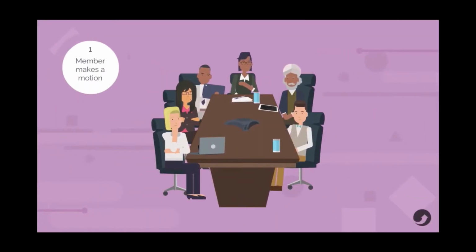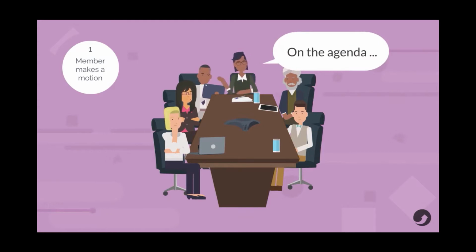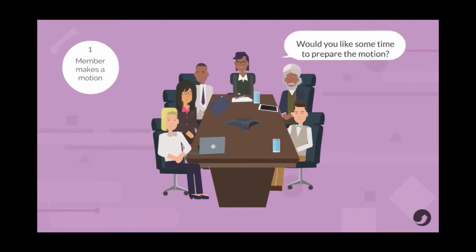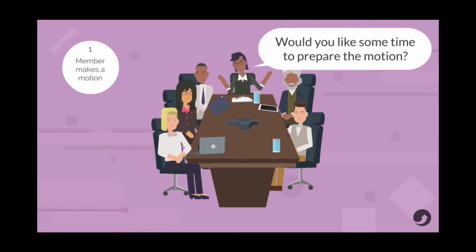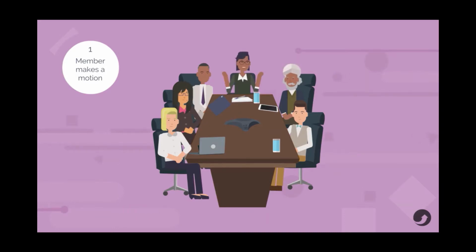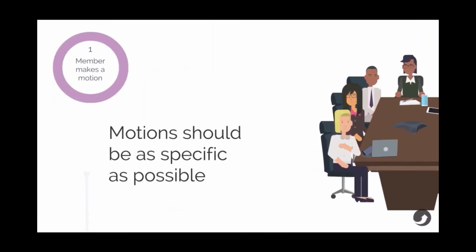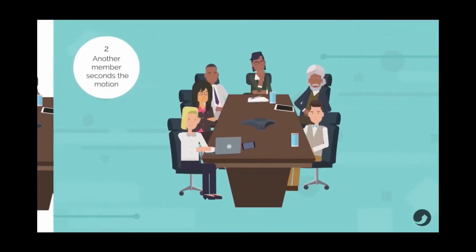Motions are most often prepared and included on the agenda for a board of directors meeting. If a motion is formulated at the board meeting, it's important to give individuals time to prepare the proper wording. A motion begins when a board member says, "I move," and then states the motion. Motions should always be specific, so there is no uncertainty on what is being decided.